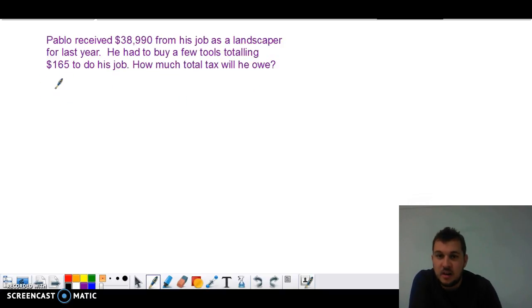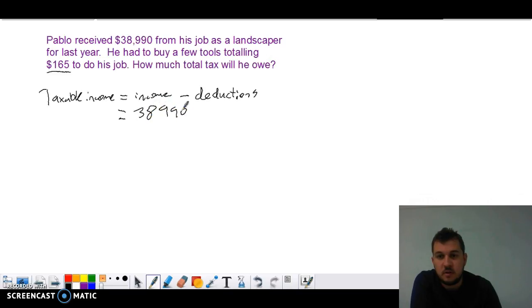So, first off, we're finding his taxable income, the amount of money that he has that is going to be taxed. That's going to take away his deductions, and his deduction is here. So taxable income equals income take deductions, which is going to be $38,990 take away 165.